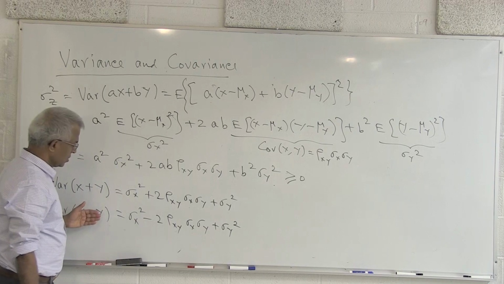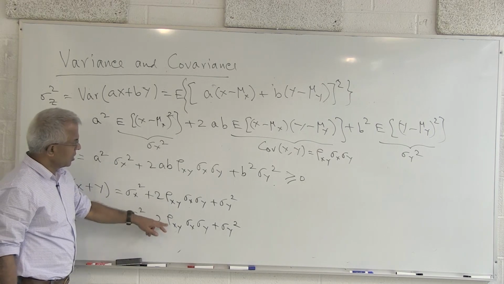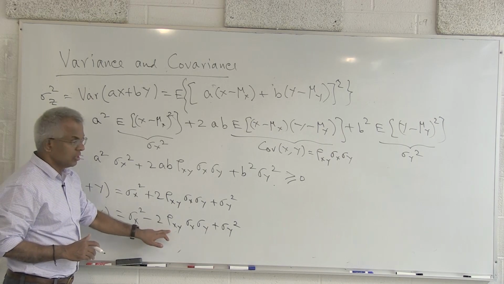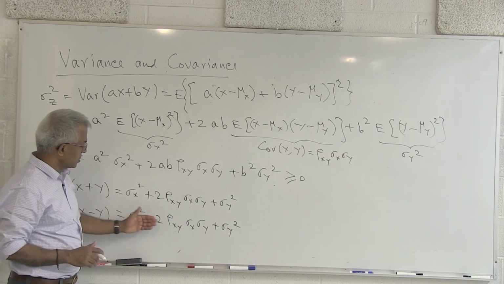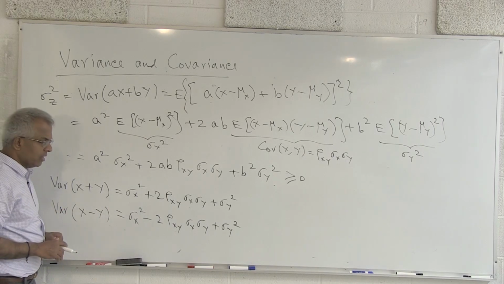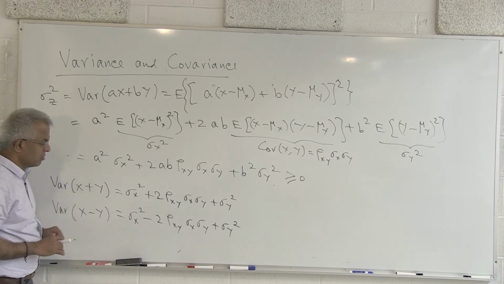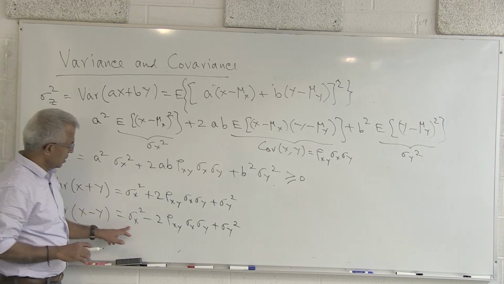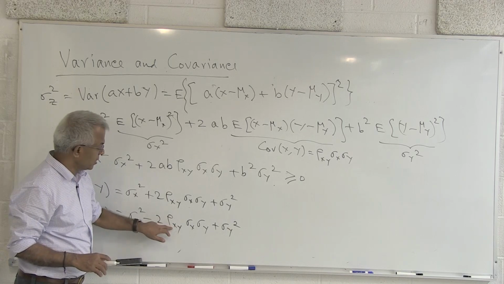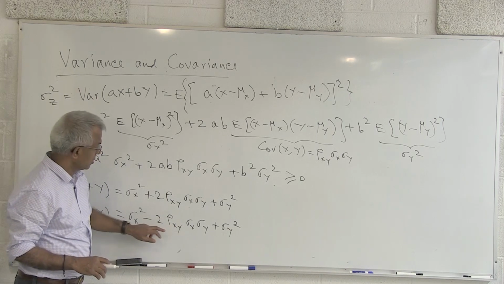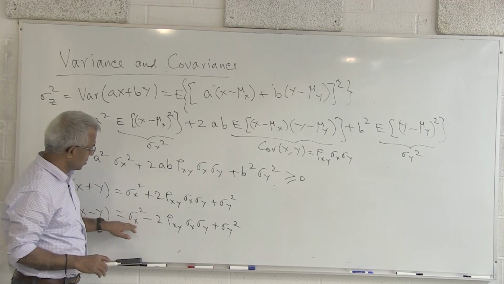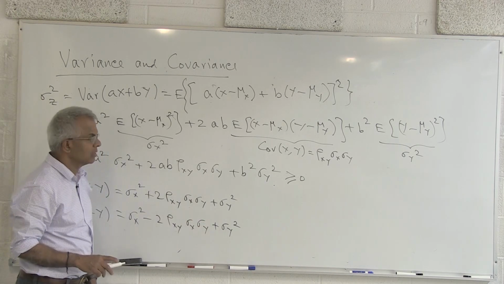But here is an interesting observation. Depending on the sign of rho, remember rho could be positive or negative. Suppose rho is positive. Then what the last equation says is, if you subtract two random variables, it is possible to reduce the variance of the difference to less than that of the sum. Because this term is going to be negative if rho is positive, the variance of X minus Y is going to be less than sigma x squared plus sigma y squared.